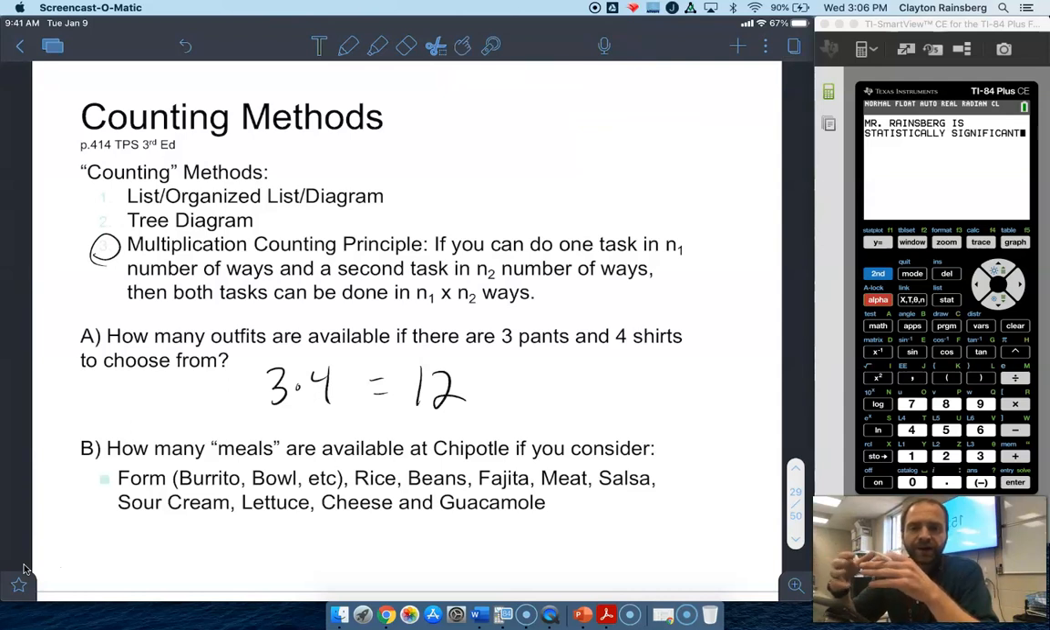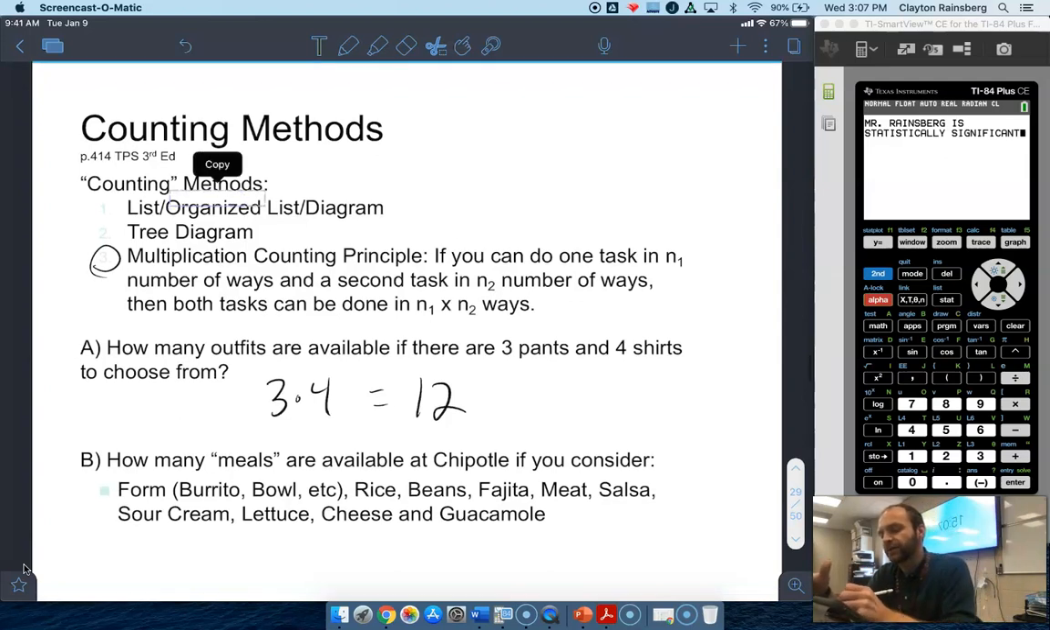So if you go to Chipotle, you have a burrito bowl, a burrito, a salad, you have brown rice, white rice, all the different beans, pinto beans, black beans, fajita, meat, so many different outcomes. So if you want to figure out the number of meals, have fun with that one. It's a pretty large number. But it's meant to show you the more events that you have, the less likely you're going to use these, and the more likely you should rely on the counting principle to help you out.